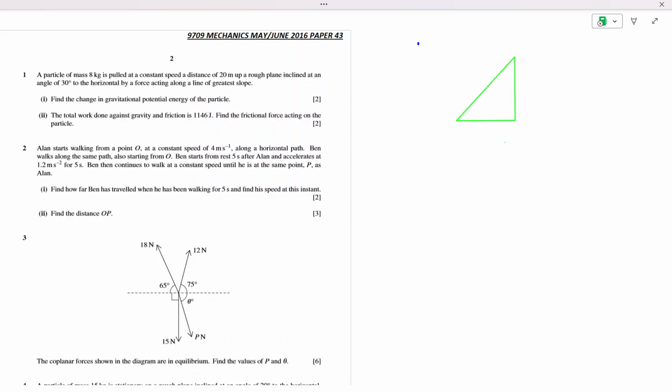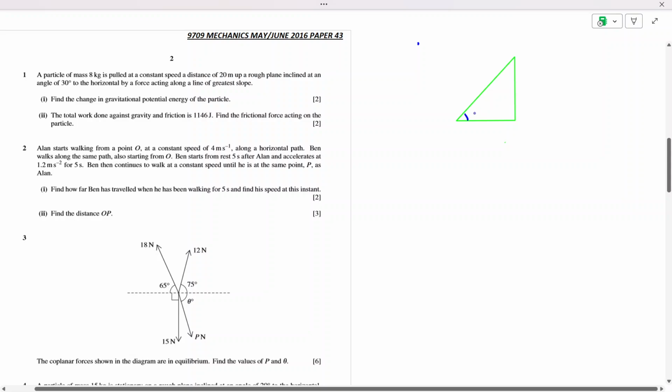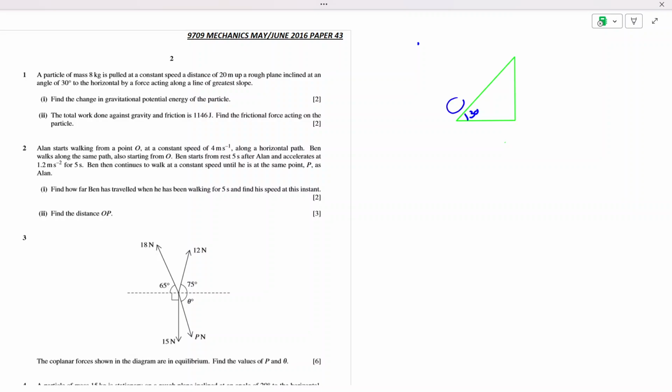First of all, it would be helpful to draw a diagram, especially if you're only starting to do these papers right now. So just draw your diagram and draw your scenario. We have the particle that is moving up the plane. This is the force acting downwards, and that's the force acting upwards on the particle, right? So it moves a distance of 20 meters up the plane.